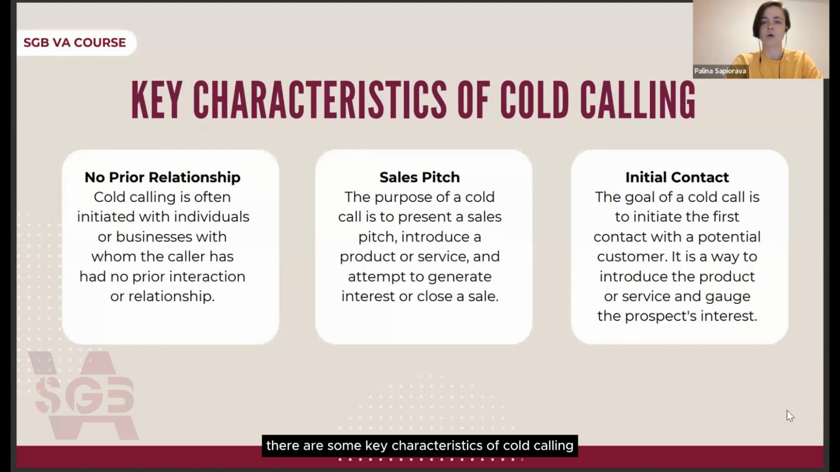There are some key characteristics of cold calling. As I have mentioned, there is no prior relationship. These people don't know you, you don't know them, so it really adds some difficulty. Sales pitch. The purpose of a cold call is to present a sales pitch, introduce some product, make people interested in your product or service. And of course, initial contact. The goal of a cold call is to initiate the first contact with a potential customer. Most likely, if the person becomes interested in what you're offering, you will find another way to communicate, probably via email or social media. But the cold call is an initial contact, the first contact between you and the potential client, more like an introduction of a product.